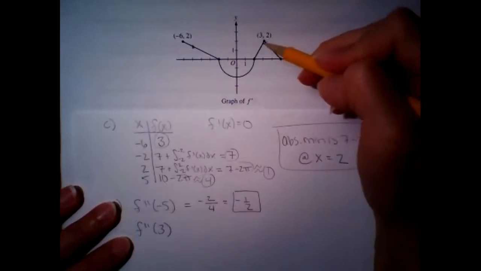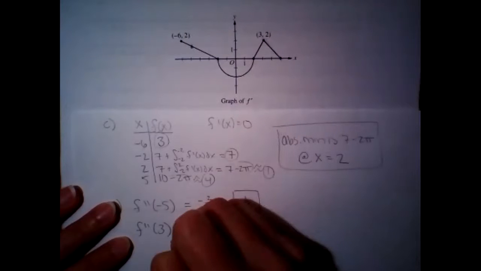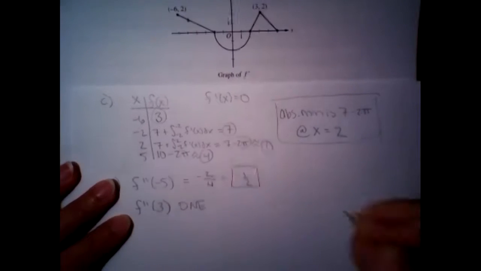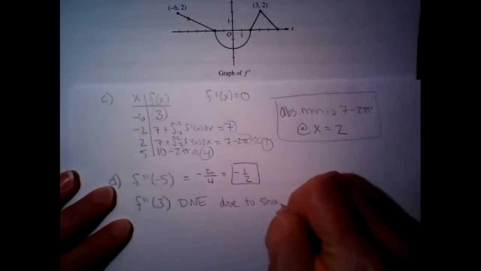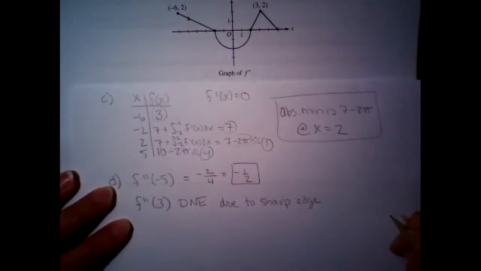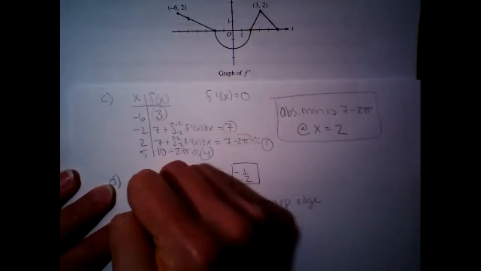And then the other one's 3, which is right here. Now that's going to be does not exist. And you can write due to sharp edge, but they're going to want you to bring up the limits from the left and from the right. Like that's not going to get it. You're going to need to do the limits because they're going to be pickier than that.